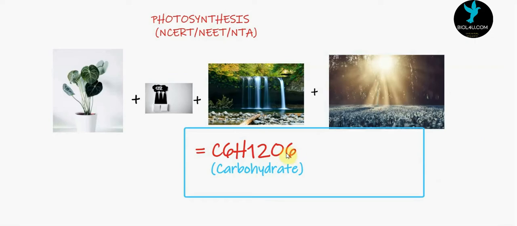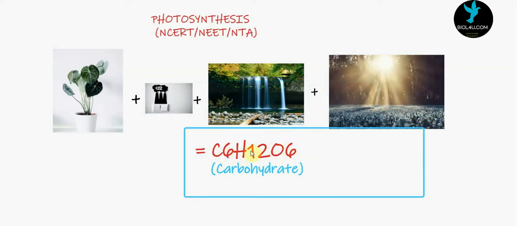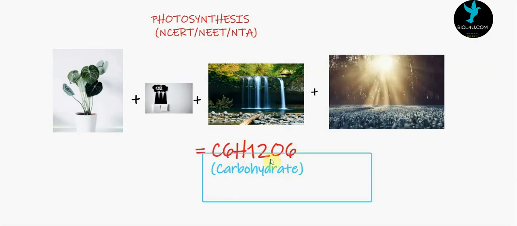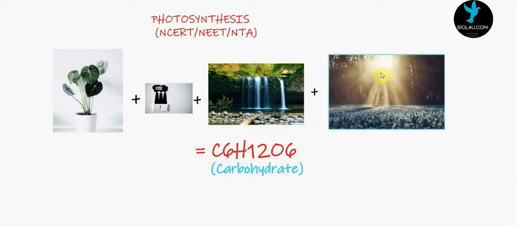Photosynthesis is a process by which green plants use carbon dioxide in presence of chlorophyll and sunlight, and with the help of water, convert it into carbohydrate, C6H12O6. This carbohydrate is the ultimate source of food for all organisms in the world, and sunlight is the ultimate source of energy for all organisms. So that is the definition and a brief introduction for photosynthesis.